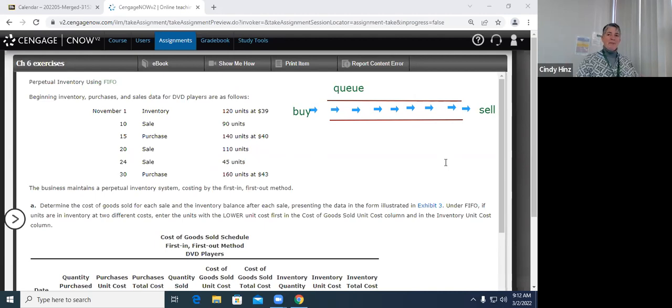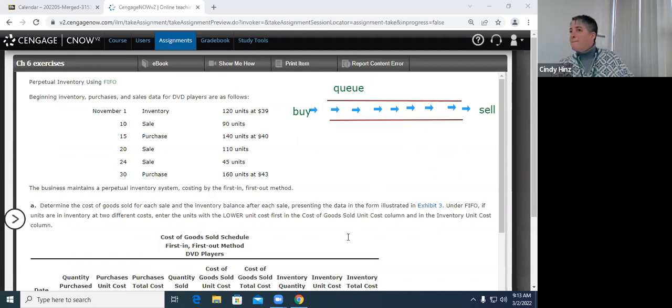It may not be that way in the actual store or in the actual selling location. But for our accounting records, this is what we are assuming happens. We sell the oldest stuff first, and we keep the newest stuff. First in, that's the first stuff we bought, first stuff in line is the first stuff out the door, the first stuff to go.